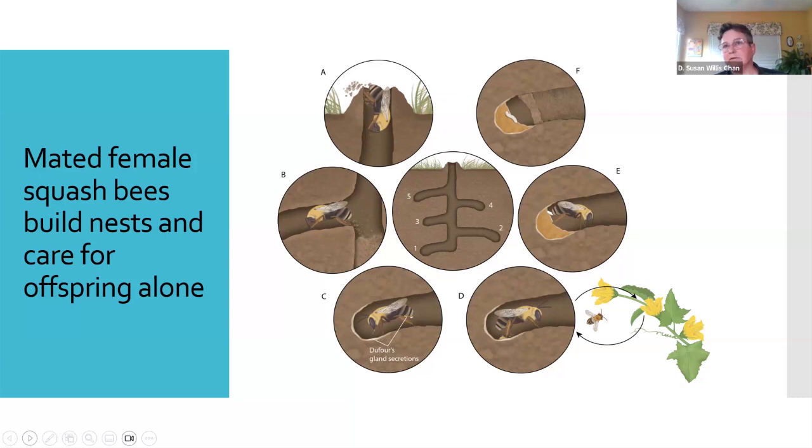Once she comes to the end of her lateral tunnel, she makes a cell, and that cell she coats with a sort of waterproofing that she produces in her Dufour gland. And once that's done, then she'll go out and forage, and she'll collect pollen and nectar from pumpkin and squash and bring it back and dump it into the cell. When she has got enough pollen and nectar in there, she'll lay an egg on the cell. And then lastly, in circle F, she'll close the door on that cell by putting in a soil divider between the cell and the lateral. And then everything will get sealed off with backfilling.